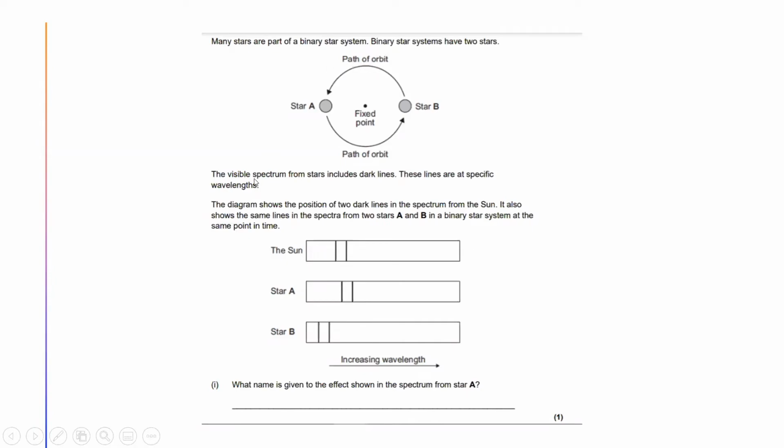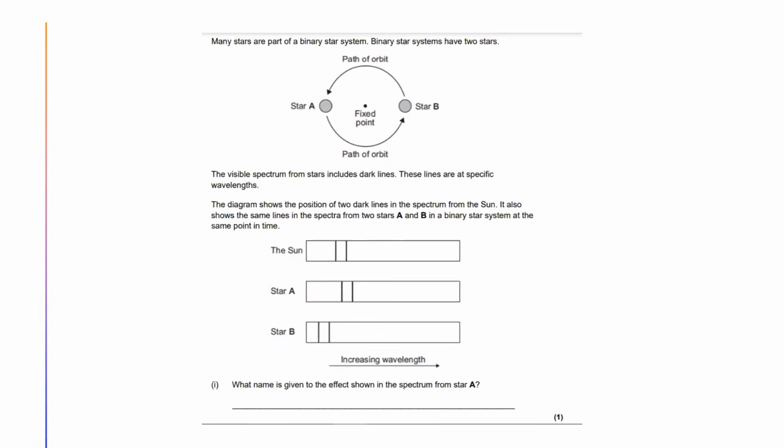The visible spectrum from stars includes dark lines, spectral lines, remember? These lines are at specific wavelengths. The diagram shows the position of 2 dark lines in the spectrum from the sun. So that's a reference point. It also shows the same line, so it could be the same element, something like sodium, in the spectrum from stars A and B in a binary star system at the same point in time. So that's increasing wavelength, that's the red end, that's the blue end. The sun. Star A, redshifted, star B, blueshifted.